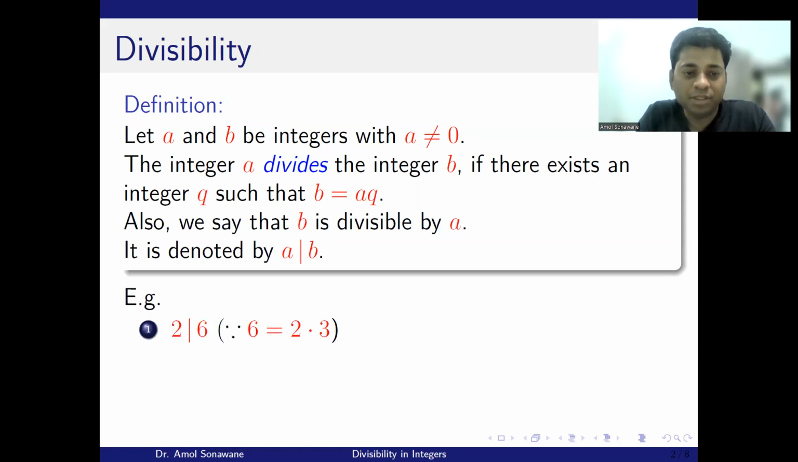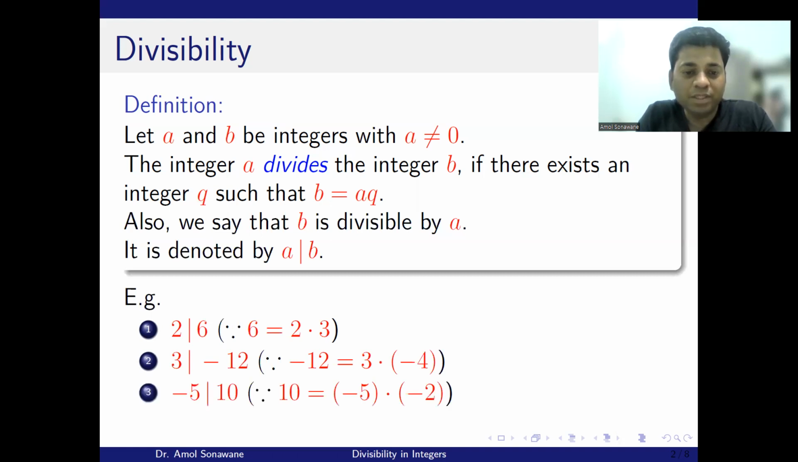Okay, let's see the examples. 2 divides 6, since we have integer 3 such that 6 equals 2 times 3. 3 divides minus 12, since we have integer minus 4 such that minus 12 is equal to 3 times minus 4. Minus 5 divides 10, since we have integer minus 2 such that 10 is equal to minus 5 times minus 2. And minus 7 divides minus 14, since we have integer 2 such that minus 14 is equal to minus 7 times 2.